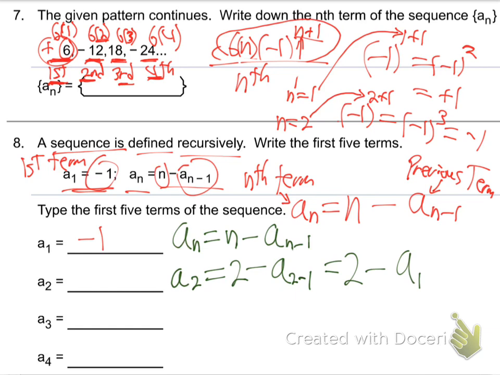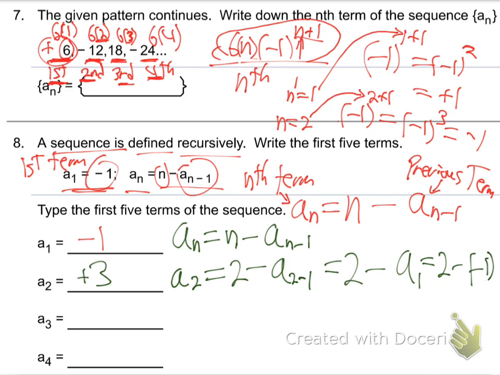2 minus 1 is 1. So A sub 1 is the previous term. Negative 1. See that? So it's 2 minus, running out of room here, negative 1. 2 minus negative 1, so it's 3. Positive 3. And then it would be 3 minus, try the next one. 3 would be 0.